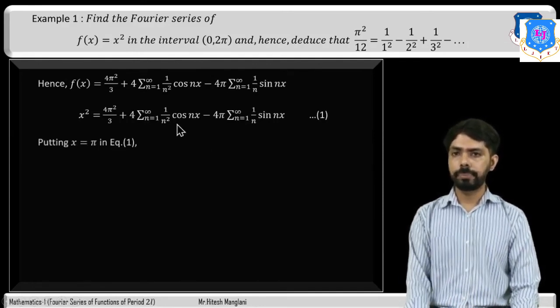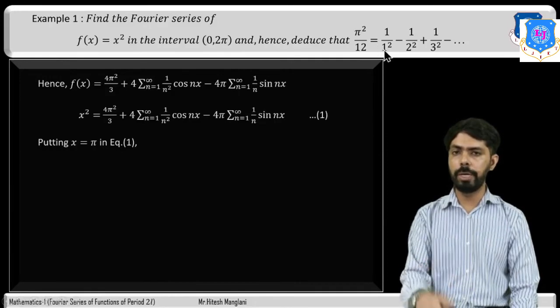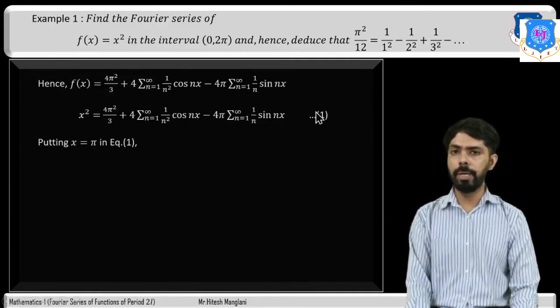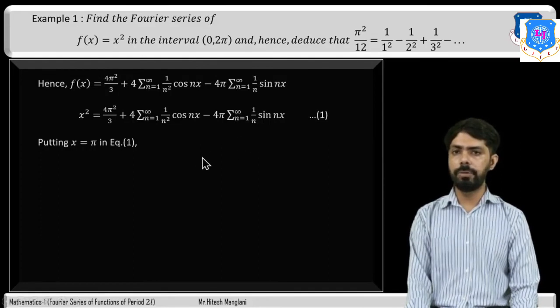Now here we have to prove this result, that pi square divided by 12 is equal to 1 divided by 1 square minus 1 divided by 2 square plus 1 divided by 3 square. So for that we will put x is equal to pi in this equation.